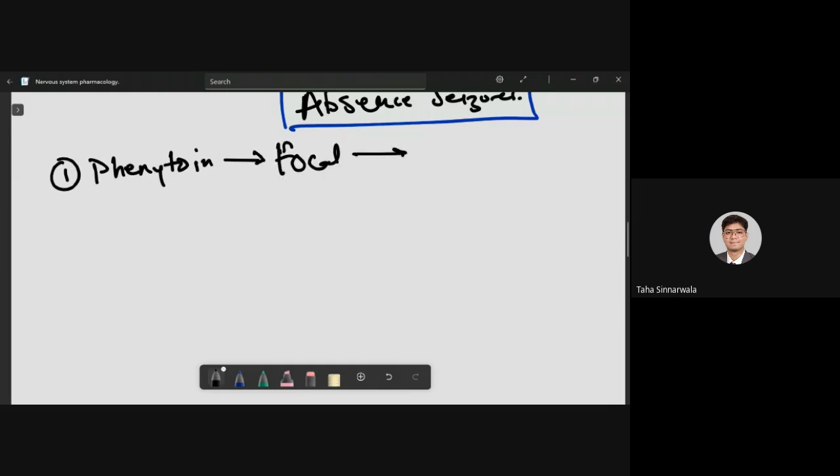A few of the side effects: the first one, important to know, is that it is teratogenic. What does teratogenic mean? It can cause birth defects. Pregnant women cannot take it.